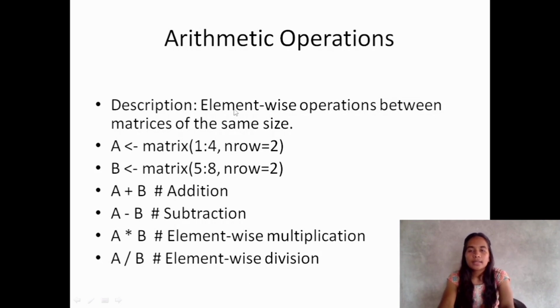Here you can see the description: element-wise operations between matrices of the same size. It means when we want to perform addition, multiplication, subtraction, or division, the two matrices have to be of the same size, and all these operations are performed corresponding to each element of both matrices. So let's see directly an example to execute this.